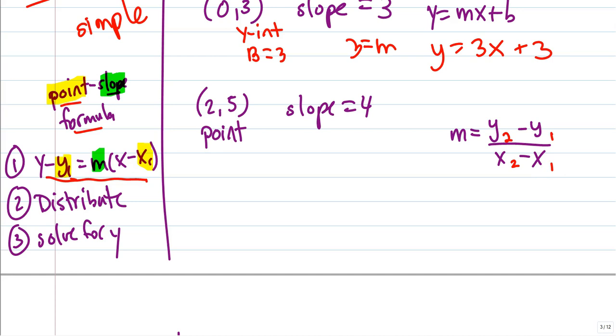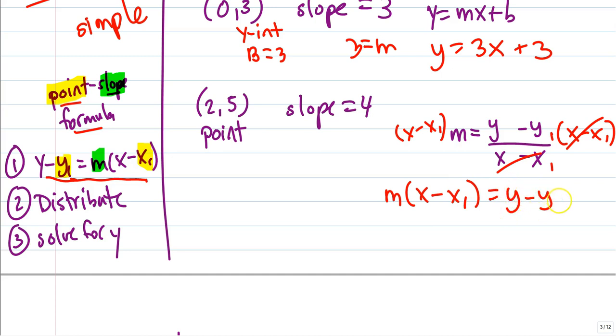Well, what if I didn't have 2 points? What if I only had 1? Could you take this and solve it so that we don't have this fraction, because I'm going to have a point and a slope? Well, I could clear out the fraction by multiplying both sides by x minus x1. That clears that out. I'm going to reorder this because I don't like to distribute backwards. So it would be m times x minus x1 is equal to y minus y1.